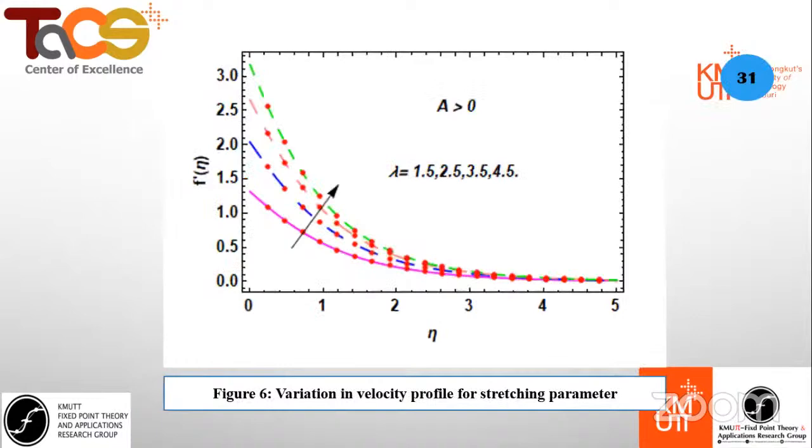So figure 6 shows the variation in velocity profile for the stretching parameter. Now, the stretching parameter is the parameter which can extend the area. So when we stretch the surface, it can produce more deformation rate. As we increase the deformation rate, it can accelerate the fluid velocity. As I discussed before, for A equal to zero. Now, the same graphs are repeating.